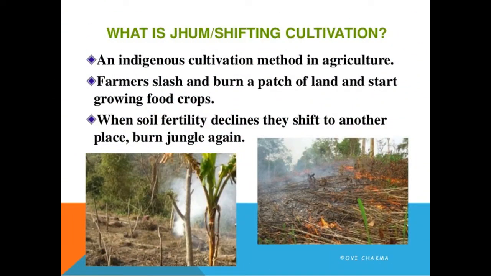Primitive subsistence farming is further classified into two categories. One is shifting cultivation and the other one is nomadic herding. Shifting cultivation is also known as slash and burn agriculture. In different parts of the world, it is known by different names. For example, in northeast India, it is known as jhumming. In Mexico, it is called milpa. In Malaysia, it is called ladang. In Brazil, it is known as roca.